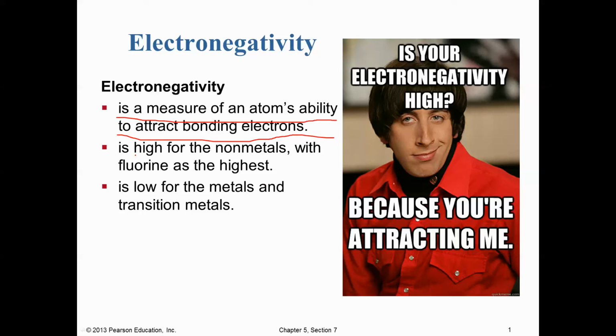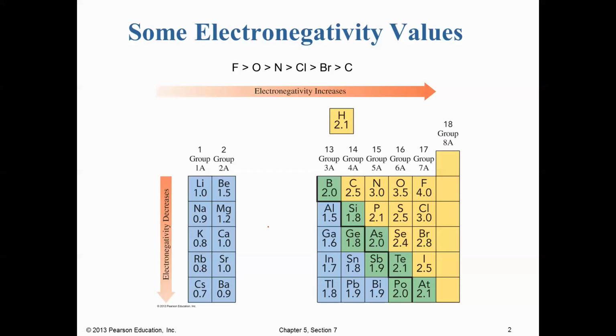And what we see is it tends to be high for the nonmetals, and it tends to be low for the metals. If we take a look at a periodic table here, we have a bunch of values listed. Fluorine is the highest element, with a value of 4.0 by most people's scales. You'll see slightly different values, or sometimes slightly different scales, from textbook to textbook, because these are experimentally measured numbers, and therefore there's some error in them. But we're just going to work with the values from our textbook right here.